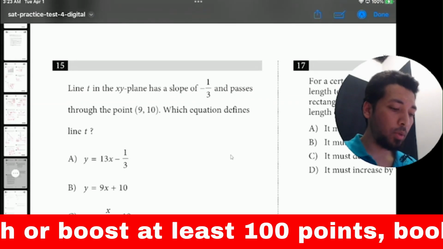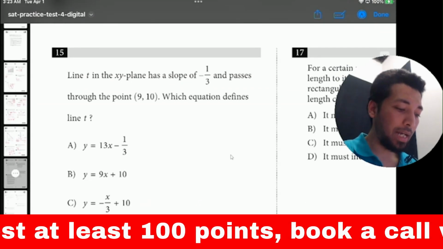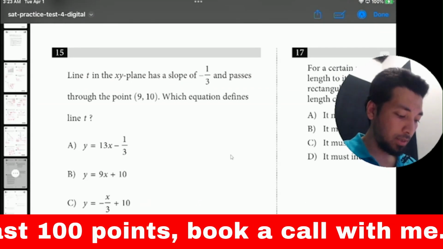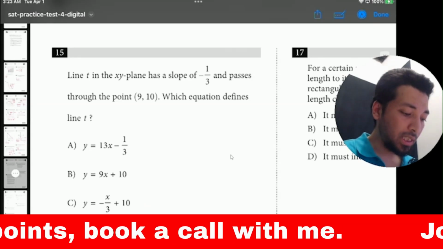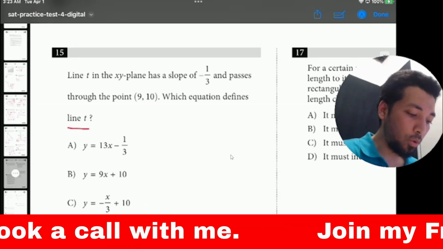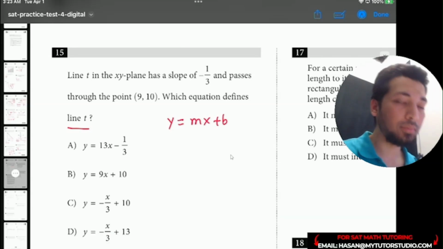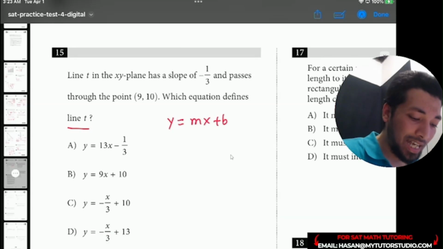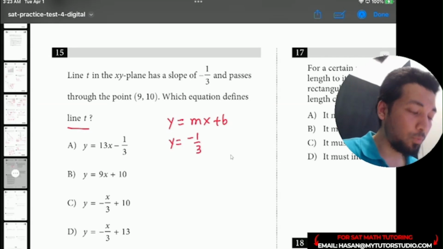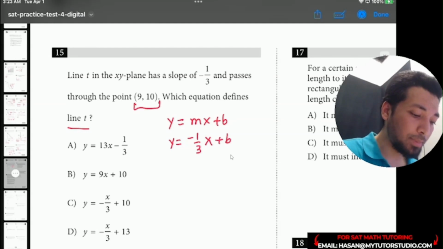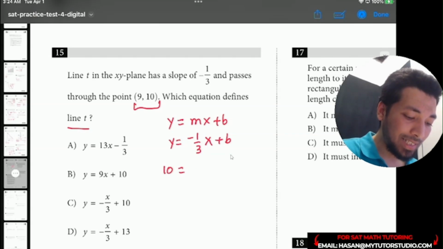Line T in the xy plane has a slope of negative 1/3 and passes through the point 9, comma 10. Which equation defines line T? So we know that this line can be modeled using y is equal to mx plus b. Now this m is equal to negative 1/3. So we have y is equal to negative 1/3 x plus b. Now we can plug in this point. So we know that y is 10 and this x is 9.